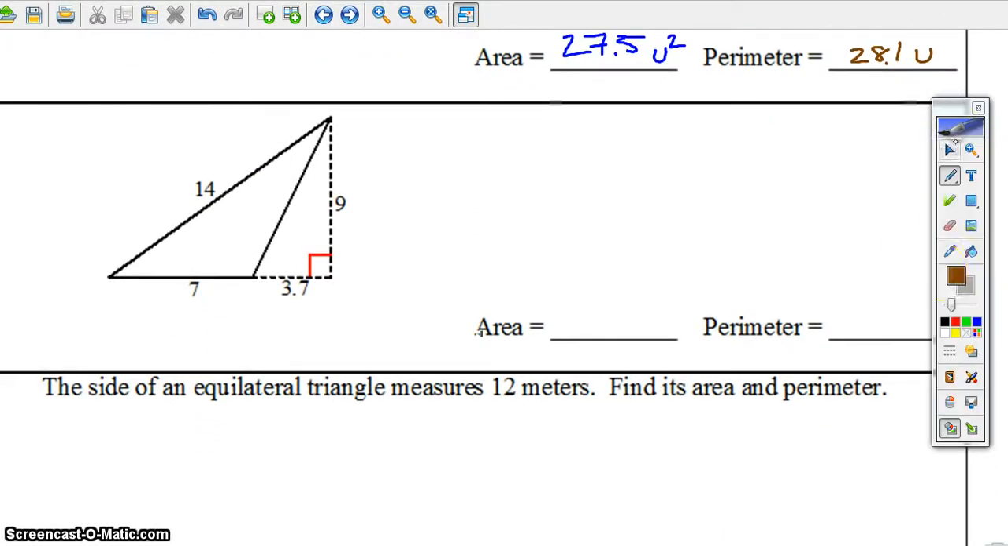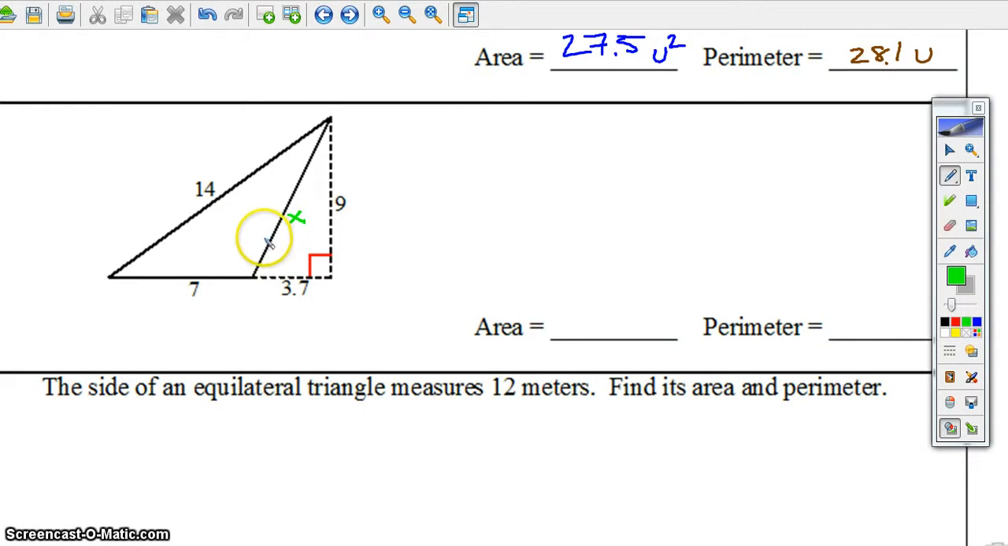We have a triangle. We want to figure out the area, and we also want to find the perimeter. So that means we're going to have to find this side. I'll put in green. I want to figure out this side.